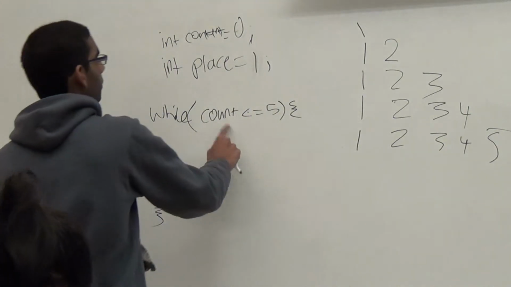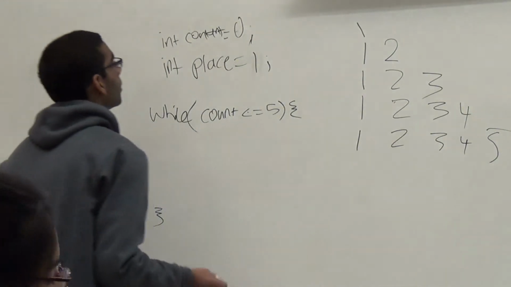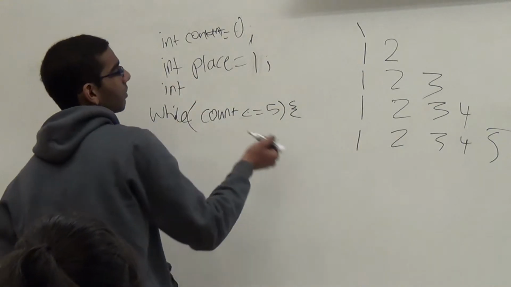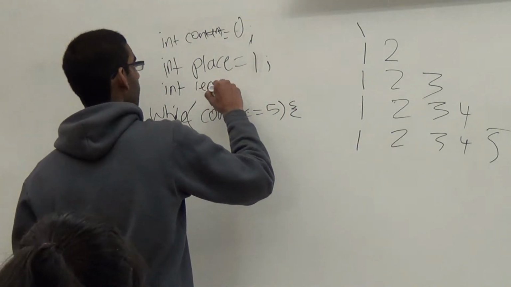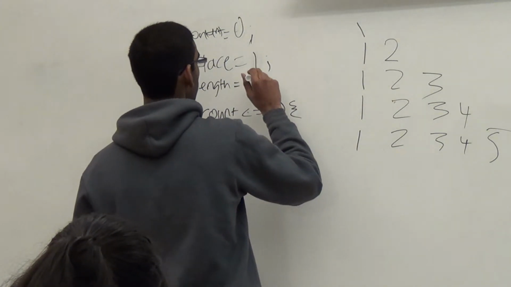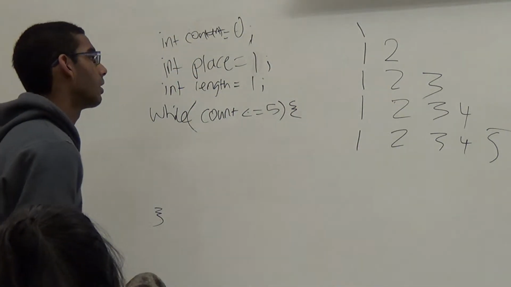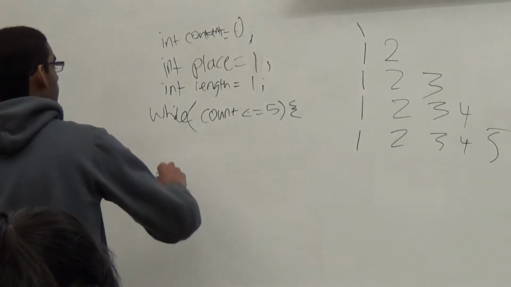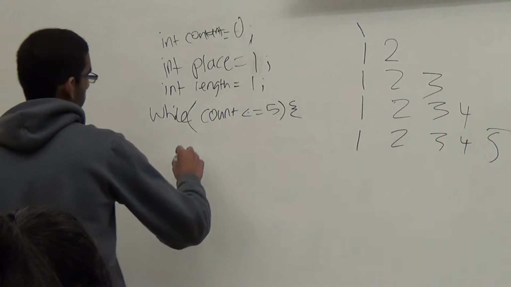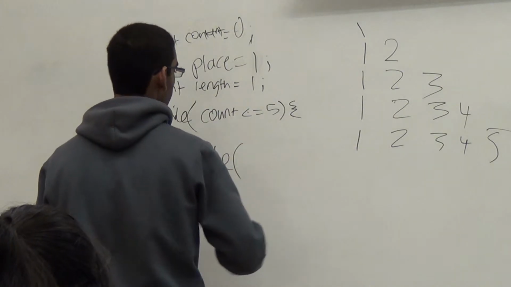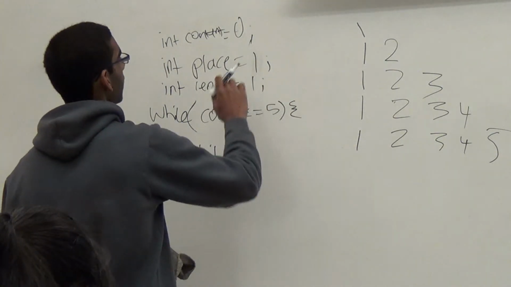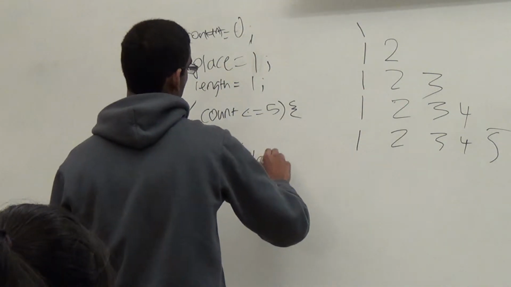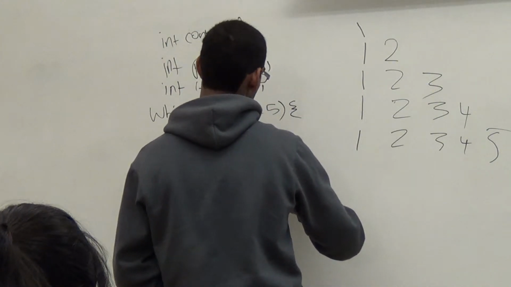Okay. So as we have a while loop over here, count is less than or equal to 5 because we have 5 rows. We have a separate counter, and then we have a third integer called, I don't know what you call it, length. Length equals 1. Right? And then inside here, so I said you can nest while loops, right? So let's try nesting a while loop. And you have your place within each column, and your length is the length of each column, right? So you say while place less than or equal to length.